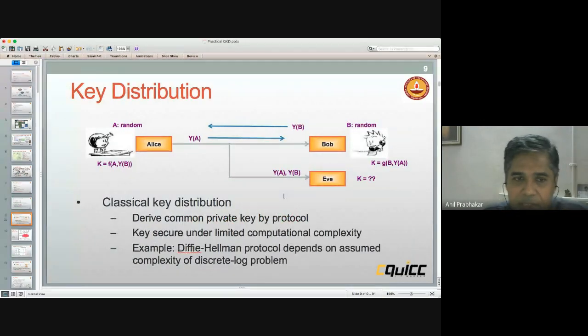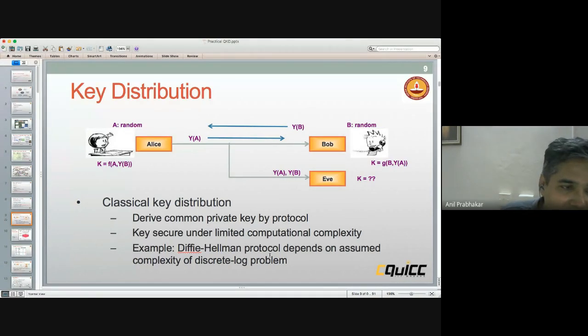We're talking about key distribution, where Alice is trying to send some information YA over to Bob, and Bob is also replying with some information. And there is a key that allows them to encrypt and decrypt on either side. And in the middle, there's an eavesdropper, Eve, who has access to both YA and YB, and is trying to determine this key K, right? And the most common protocols are the Diffie-Hellman protocol that depends on the assumed complexity of a discrete log problem. I won't go into details on that, but you can look it up.